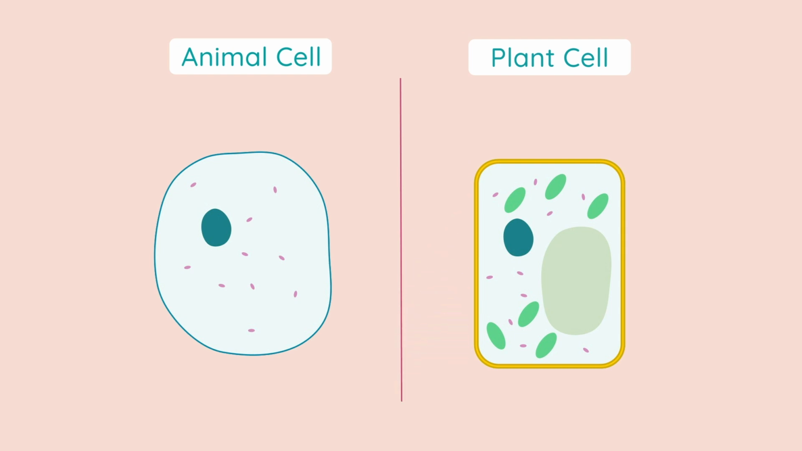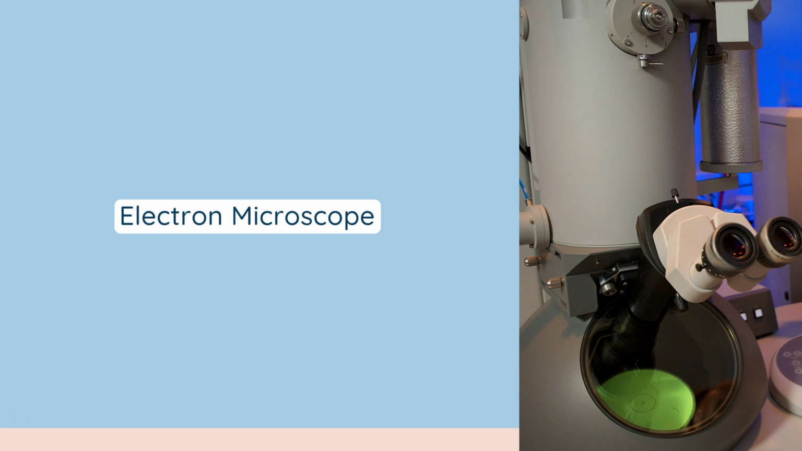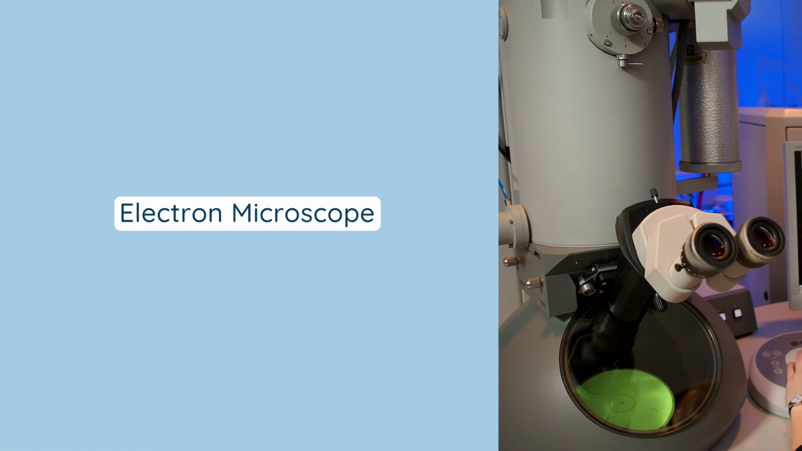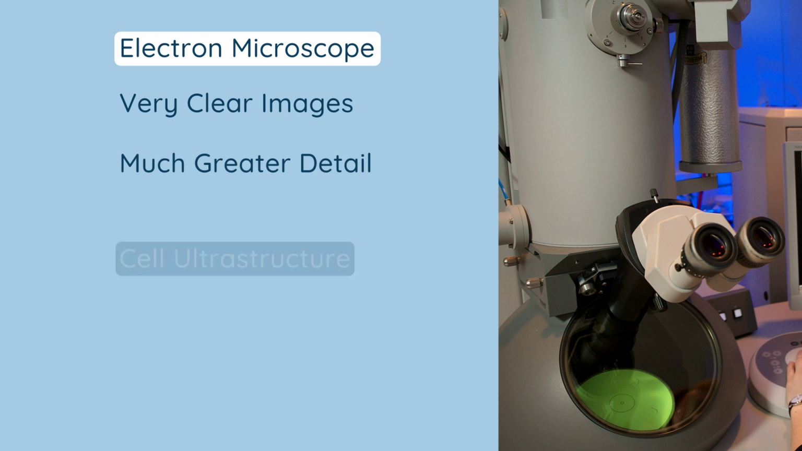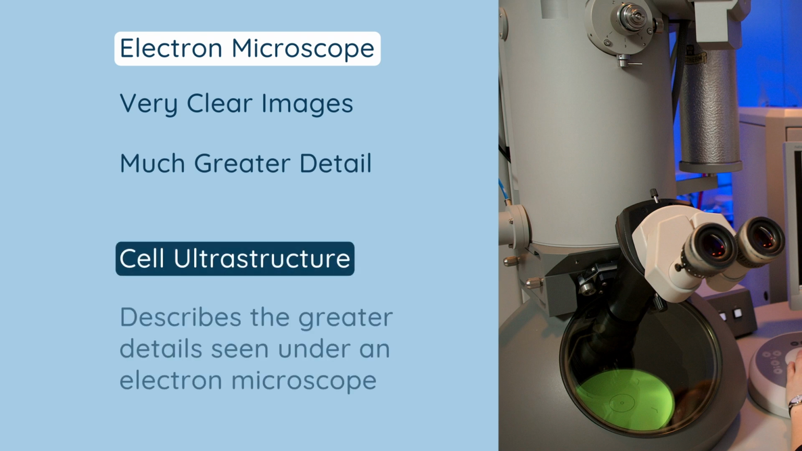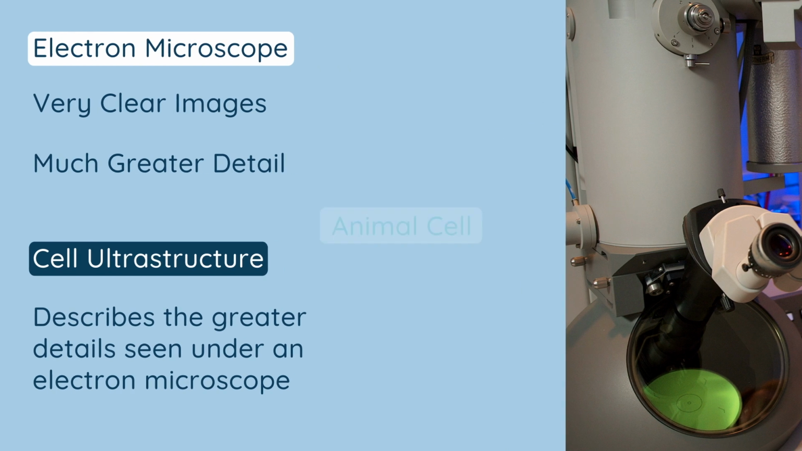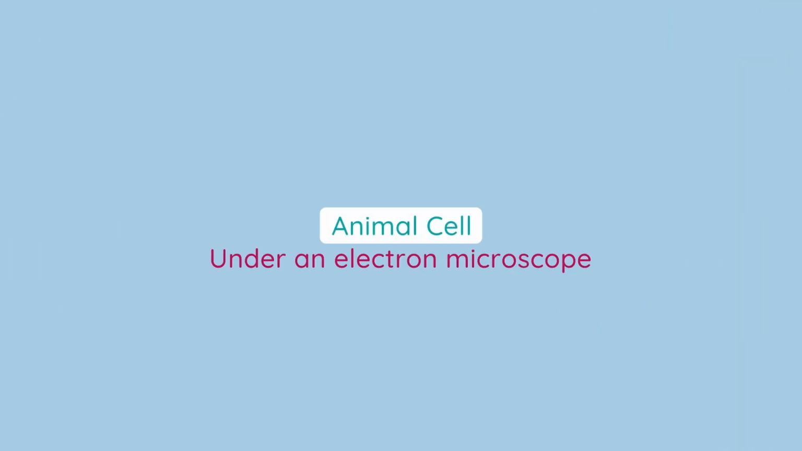The other type of microscope then on your Leaving Cert Biology course is an electron microscope. Now, using an electron microscope, we can see very clear images showing us much greater details of the cell structure. We use the term ultrastructure to describe the greater details of a cell that can be seen using an electron microscope. Let's have a look then at an image of an animal cell using an electron microscope.